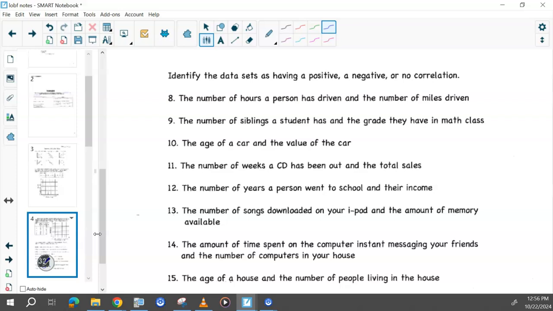So keeping in the context, if I said the number of hours a person has driven and the number of miles driven, do those increase together? Do they decrease together? Does one increase and one decrease? They both increase, the number of hours a person has to drive and the number of miles driven. They both increase, which means it's positive, negative, or no correlation.